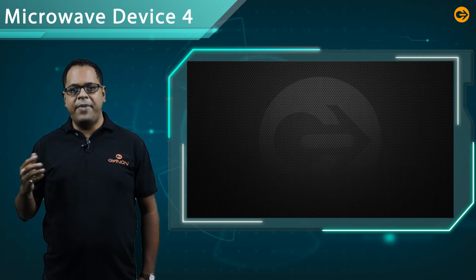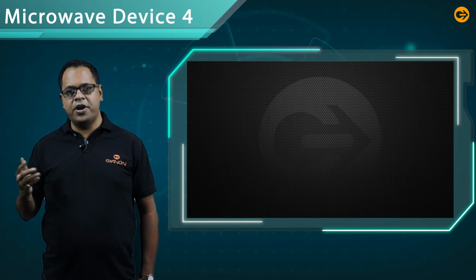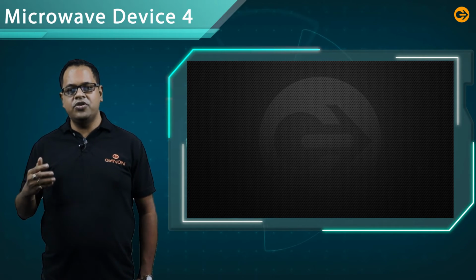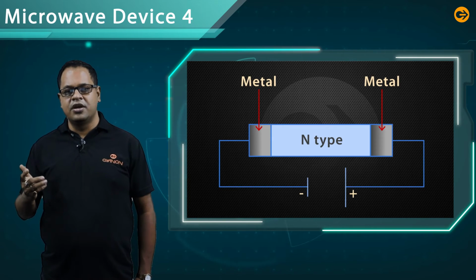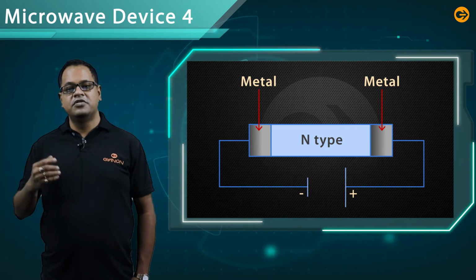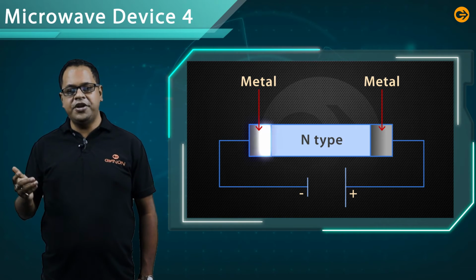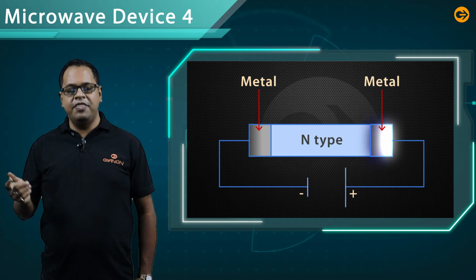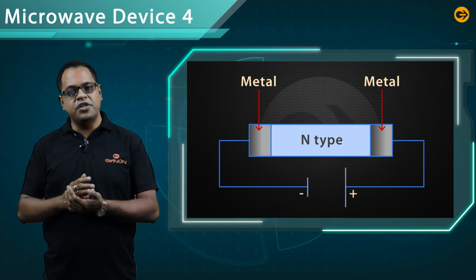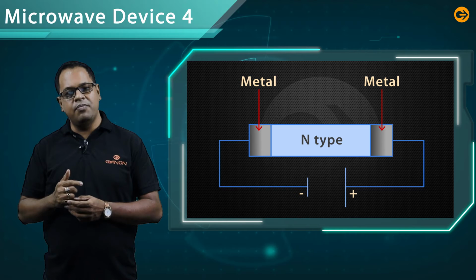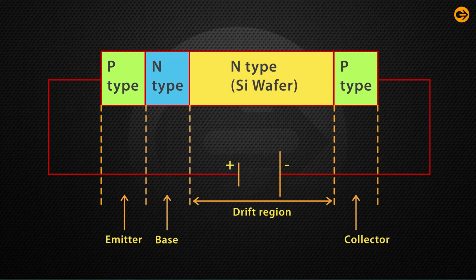Let us discuss the buried diode structure and the operating principle. First, we are going to discuss the buried diode structure. Buried diode basically consists of three layers. It has metal, N-type, and metal, which is popularly known as MNM structure. The buried diode can also consist of P-type, N-type, N-type, P-type layers, that means it consists of PN and NP type of structure.